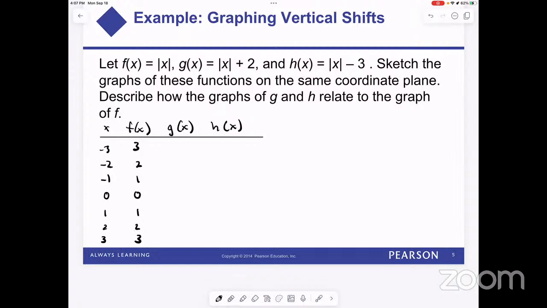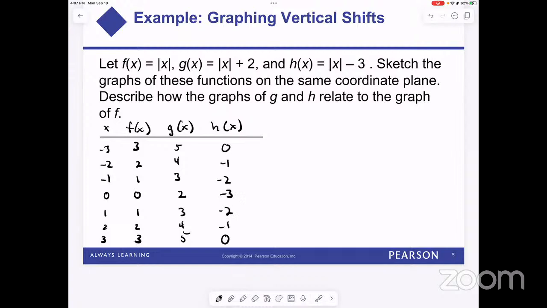So then for g of x, we want to take those results from f and add 2 to all of those results. So then this is going to be what? 5, 4, 3, 2, 3, 4, 5. And then for h, we want to take the results from f and subtract 3 from all of those results. So we get 0, -1, -2, -3, -2, -1, 0.